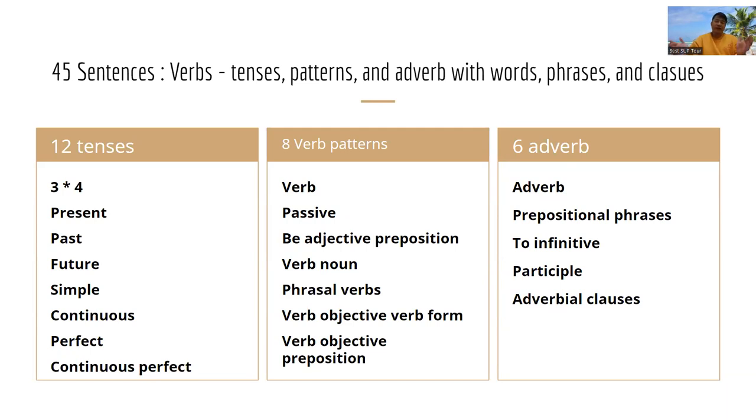So practice the 45 sentence patterns with each category, understand them, and then practice. Each category has 10 example sentences, which means we have 450 sentences. After that, I'll make some examples of those 450 sentences. Okay, here.